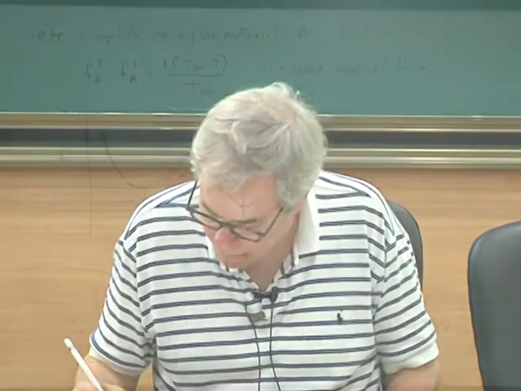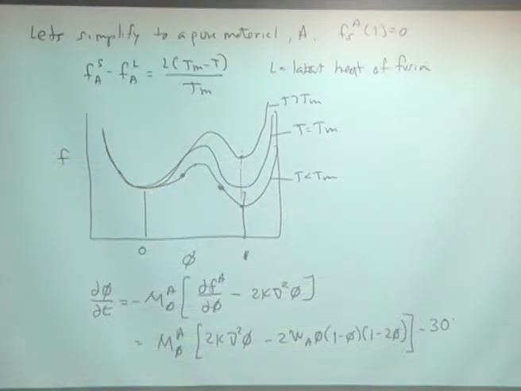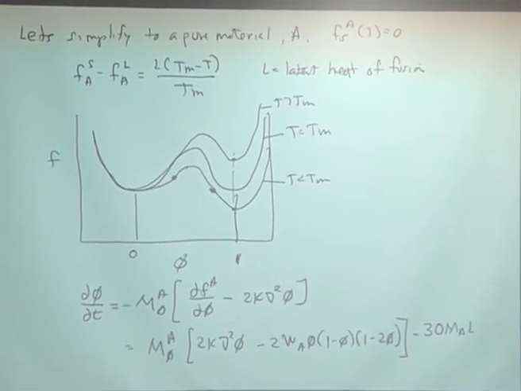Other questions? So this is df d phi. This is the double well potential. You kind of know that because df d phi is equal to 0 at 0 and 1 and at a half. And then you get another term from this free energy function, this difference in the free energies up here. That's L.